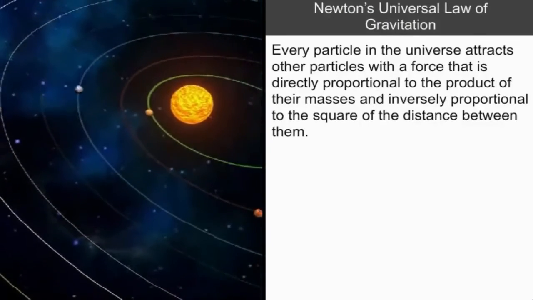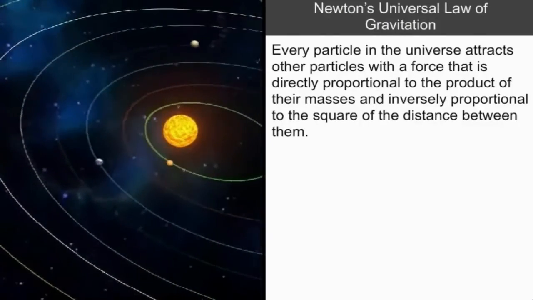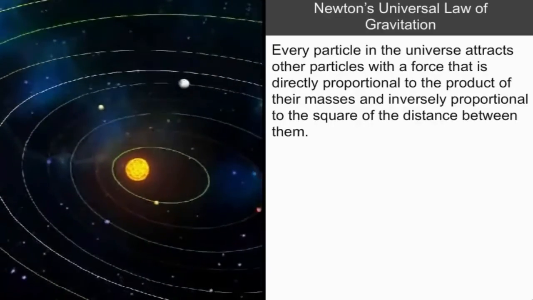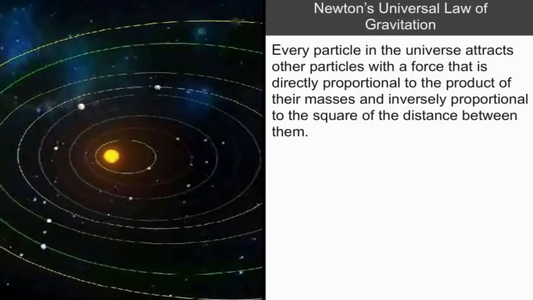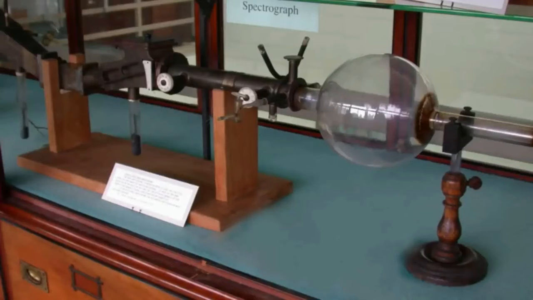For example, the mass of heavenly objects can be estimated using Newton's universal law of gravitation, which you will learn later in the course. The mass of subatomic particles, like electrons, can be found by making use of devices like a mass spectrograph.